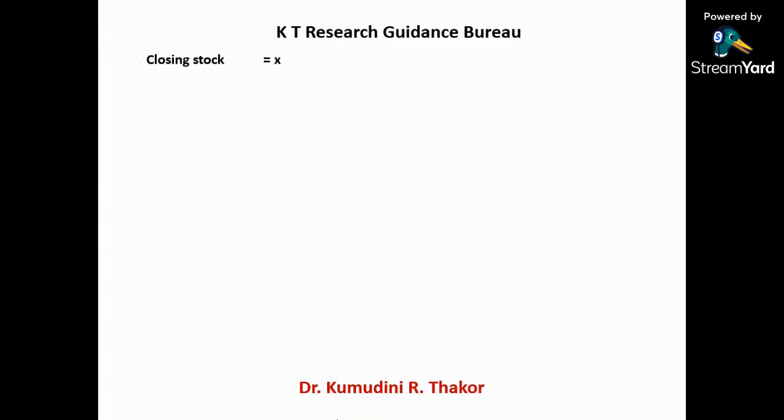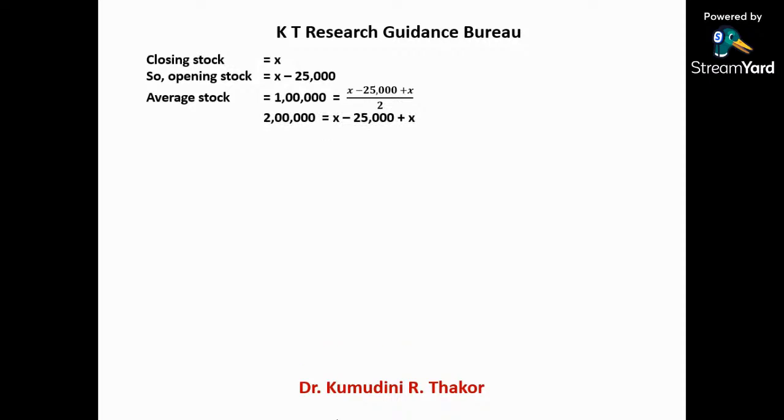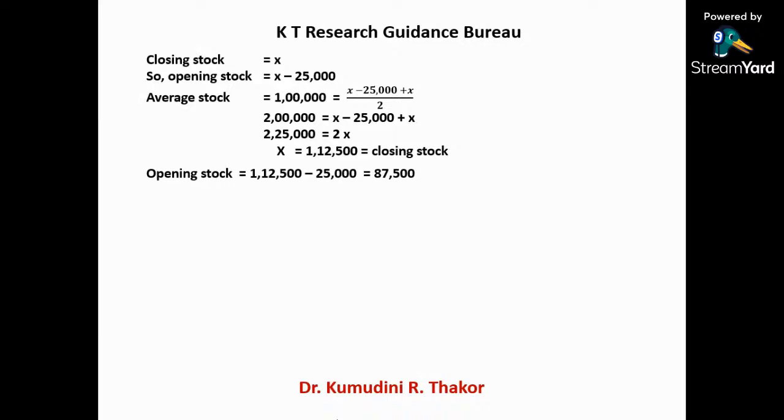So suppose your closing stock is X. Opening stock is 25,000 less. Then opening stock is X minus 25,000. Average stock is given as 1 lakh. Average stock is equal to opening plus closing by 2. So (X minus 25,000 plus X) by 2 equals 1 lakh, so X is 1,12,500. This is simple mathematics, so you can understand very easily. You find out closing stock, so it is easy to find out opening stock. Opening stock is 25,000 less than closing stock.